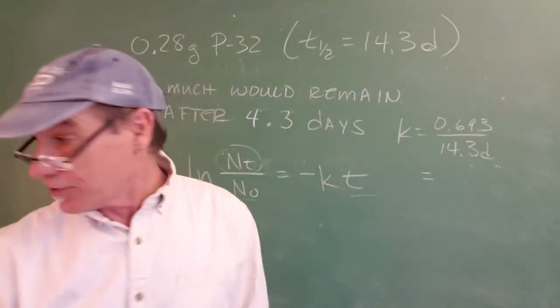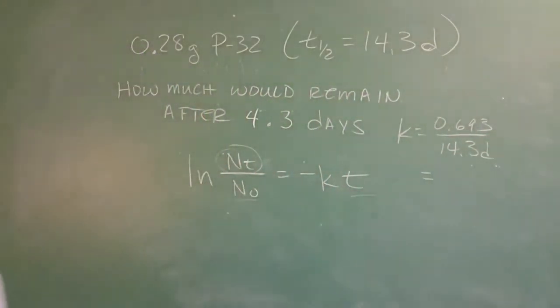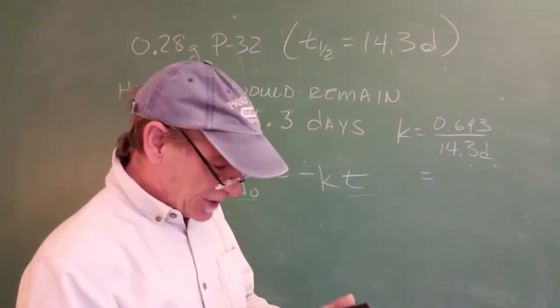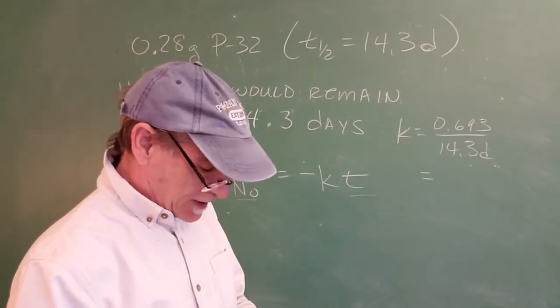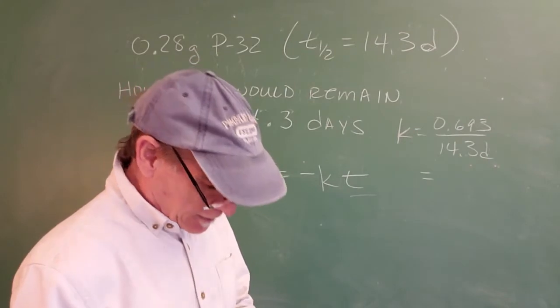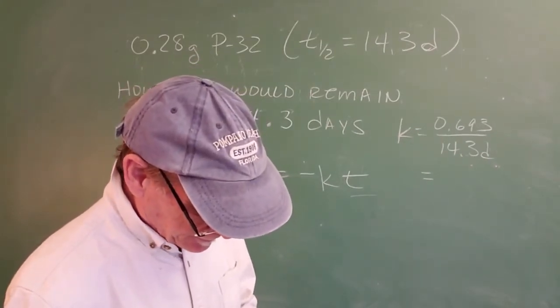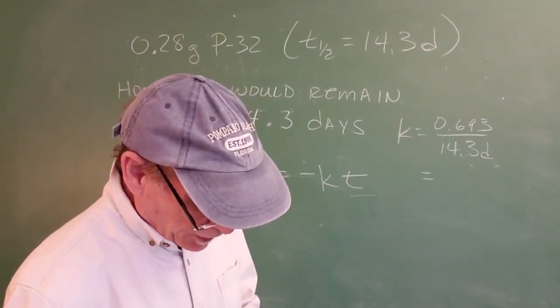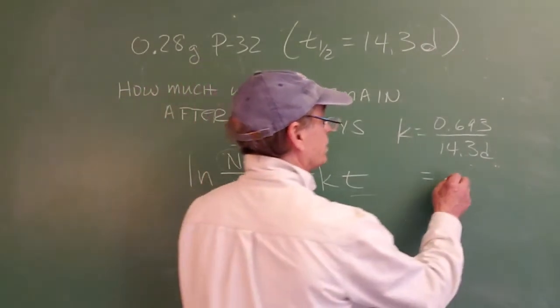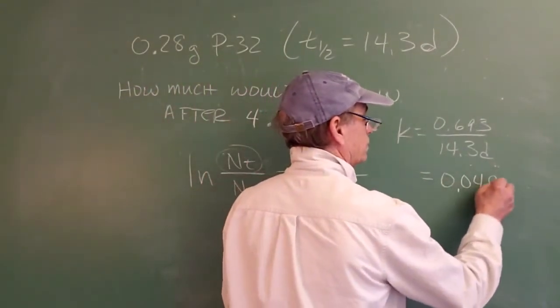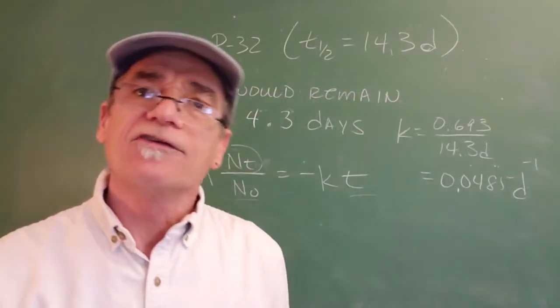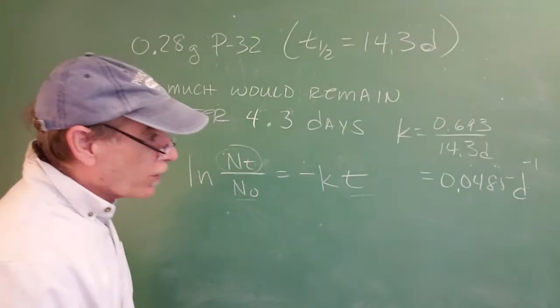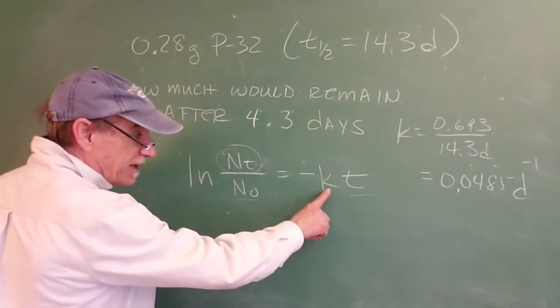Let me get my calculator here. 0.693 divided by 14.3 days. That's 0.0485, and that would be days to the -1. Okay, can you see that on the screen? Yeah. 0.0485 days to the -1. So now I have the k value.